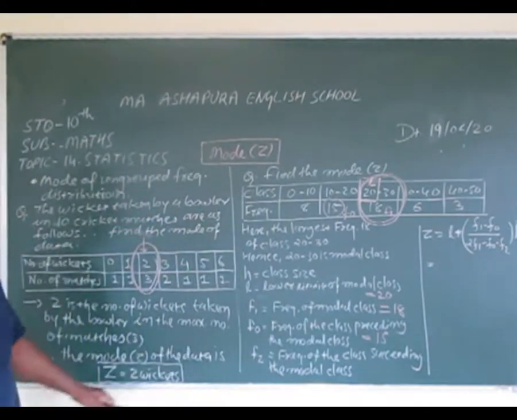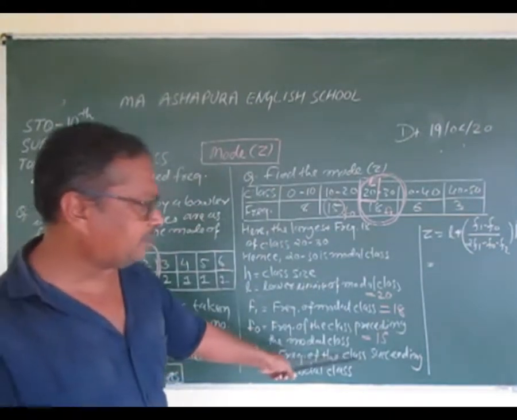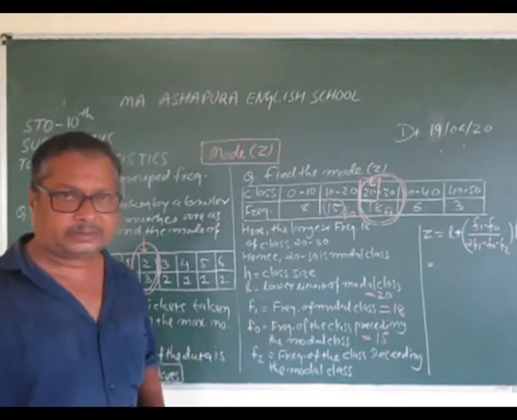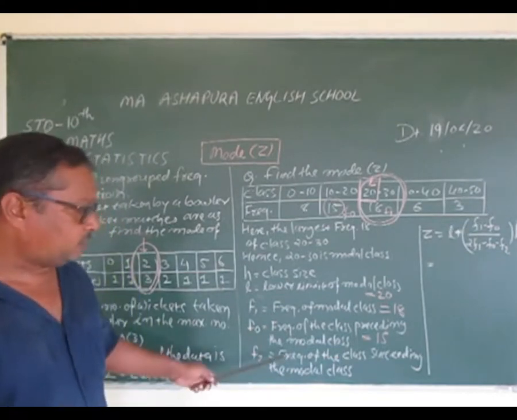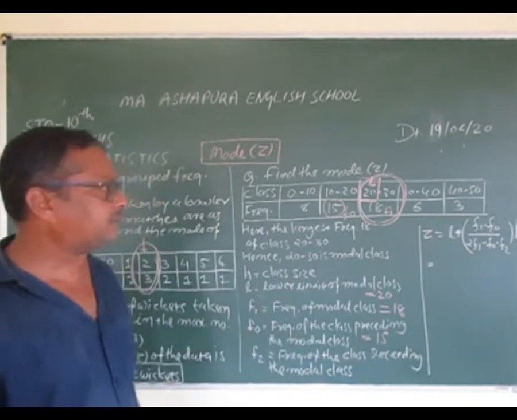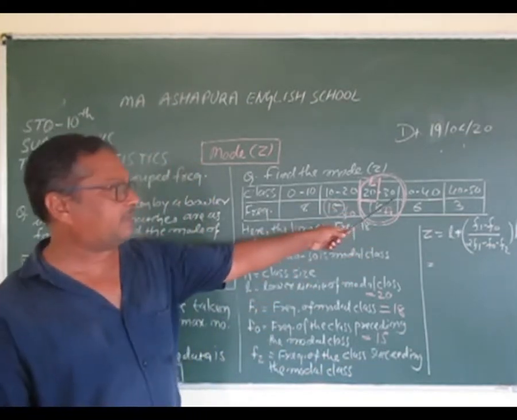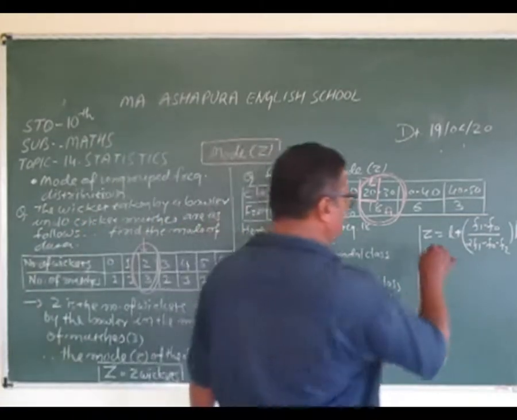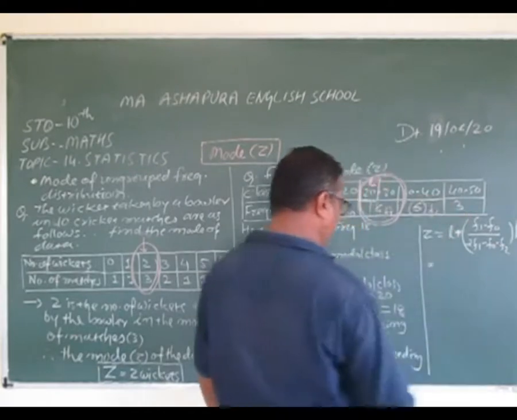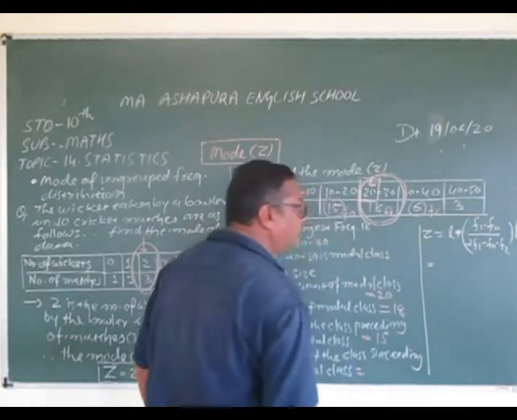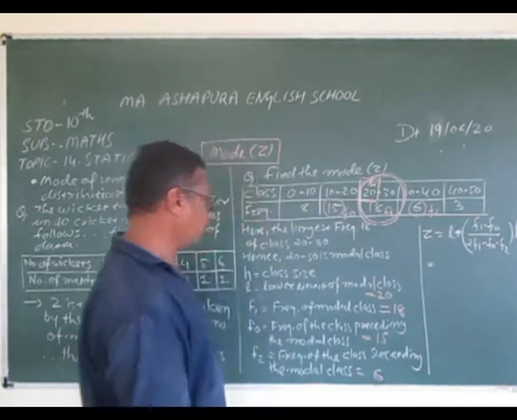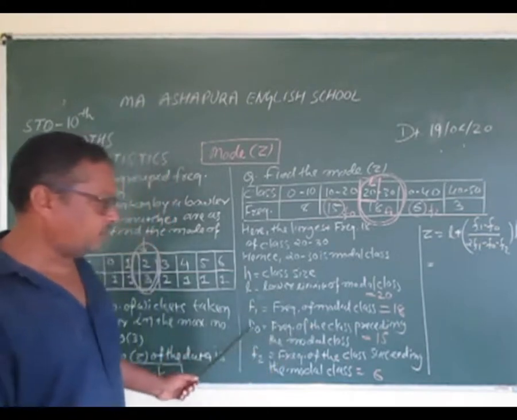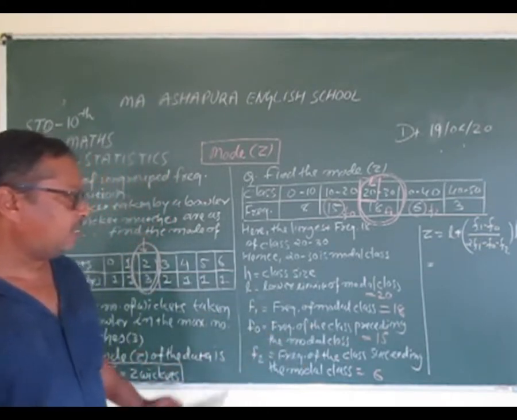Now F2. What is F2? Frequency of the class succeeding the model class, meaning the class after the model class. Here the succeeding class is 30 to 40 and the related frequency is 6. That means F2 is equal to 6. Now write down the value of F2. 6. So we get L is equal to 20, F1 is equal to 18, F0 is equal to 15, F2 is equal to 6. Now the last one.